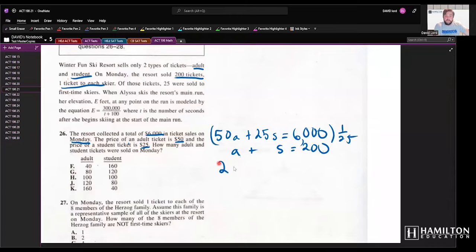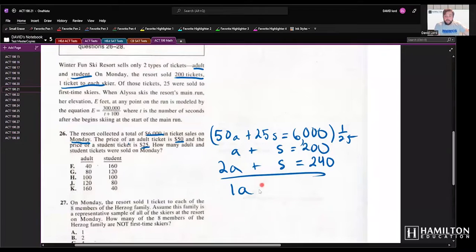So that gives me 2a plus 1s is equal to 6,000 divided by 25. So you can use your calculator for that, but I know it's going to be 240. And we can subtract the s's now. So that means that 2a minus 1a is 1a. We would get 0 students, and we get 40 as our number of adult tickets. So the answer is F.